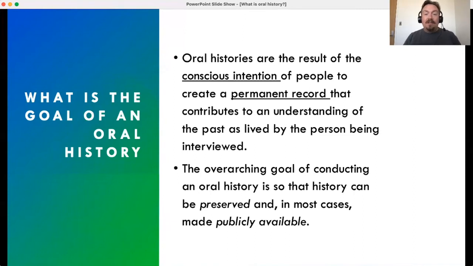The goal of conducting an oral history is so that history can be preserved and its contents can be made available to the public, including researchers, community members, library patrons, etc. The audience for an oral history largely depends on the purpose of the oral history. You might want to conduct an oral history for your family archive, which might not wind up being publicly available, for example. But some of you might want to conduct oral histories that will be available at places like your local history society.